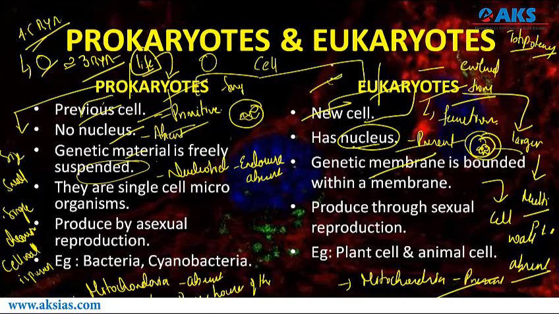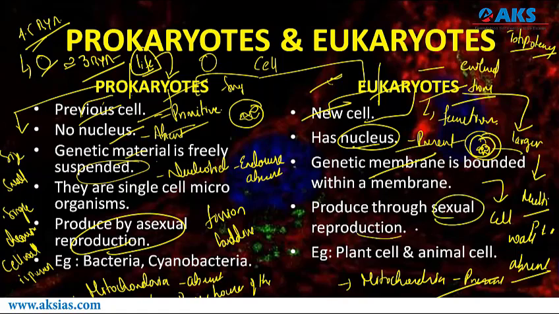The kind of cell division that takes place in prokaryotes is fission or budding. So this is an asexual kind of reproduction. But here a new progeny is produced through sexual reproduction. So what happens in sexual reproduction? Both male and female are required for an individual to come, but in fission what happens?